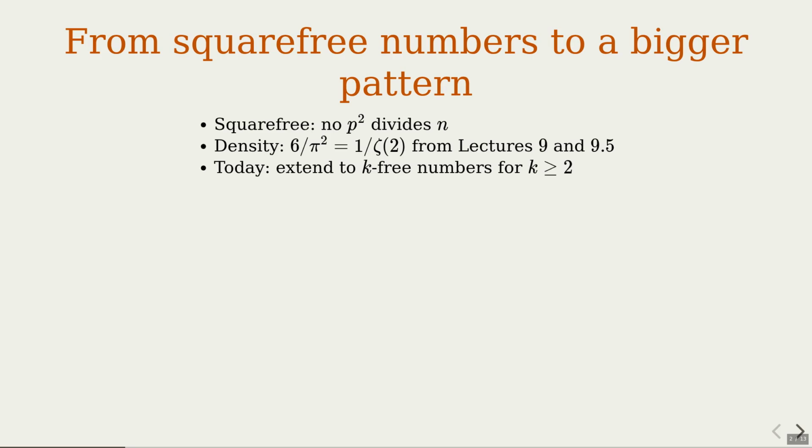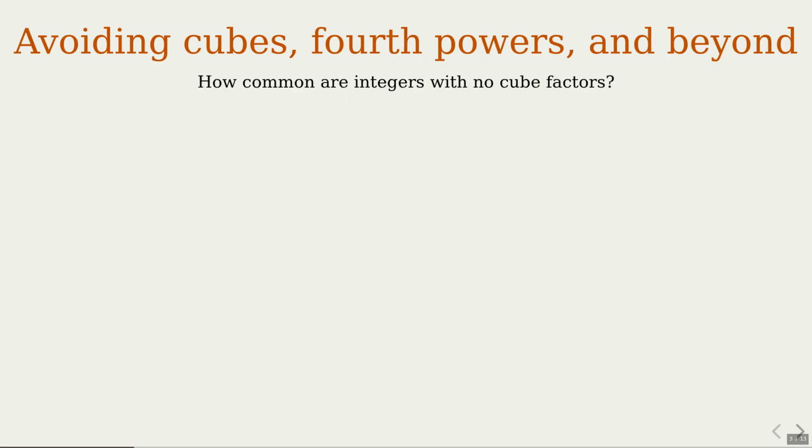Exactly. We will see that the same strategy works for all k, and that zeta of k always controls the density. Our guiding question is, how common are integers that avoid any prime to the kth power, not just squares? Let us start by imagining we forbid cubes instead of squares and see what changes. My guess is that avoiding cubes should be easier, so cube-free numbers should be more common than square-free ones.